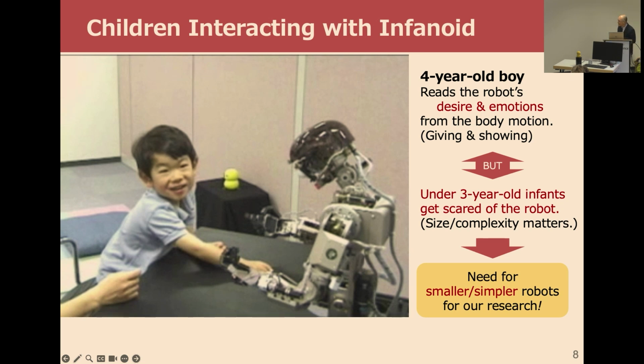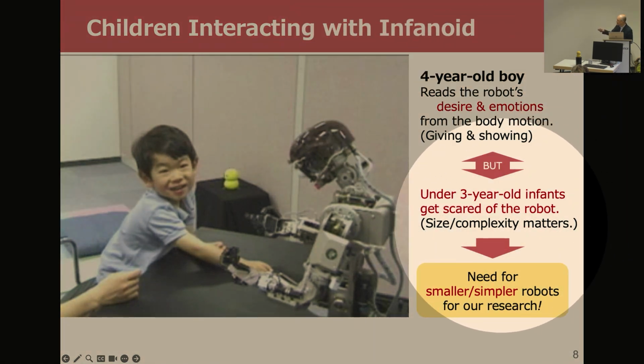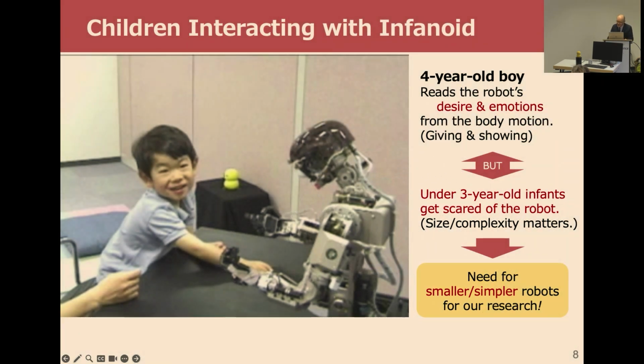But those under 3 years of age don't go into that kind of social interaction with Infanoid. Maybe the size of the robot, or the complexity of the robot, or its mechanical appearance actually mattered. Okay. So I think that we need smaller and simpler robots for our research on much younger children, because language acquisition or the emergence of social intelligence starts from 0-year-old, 1-year-old, something like that.